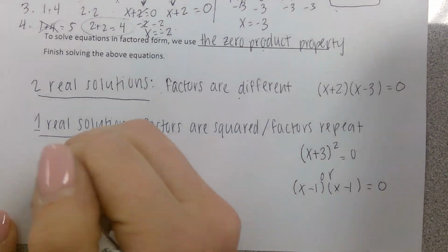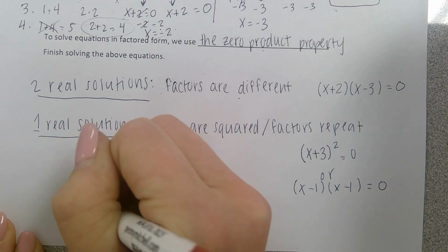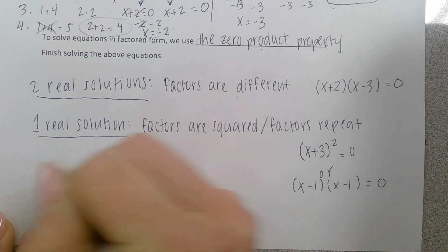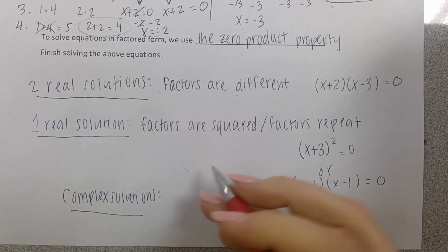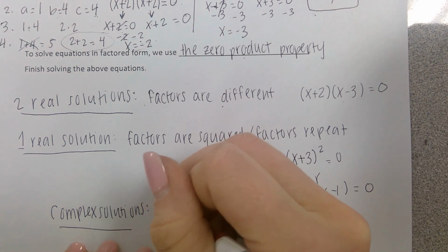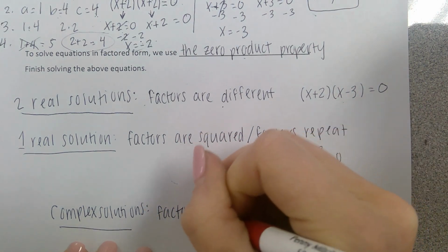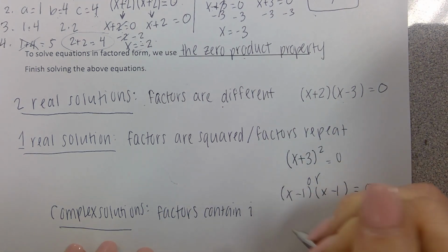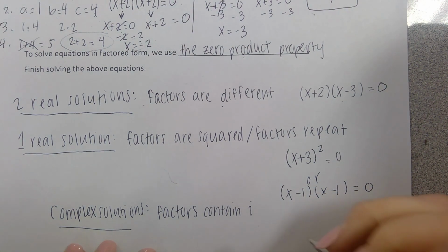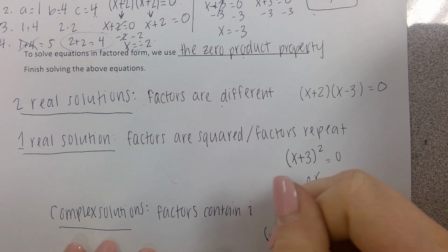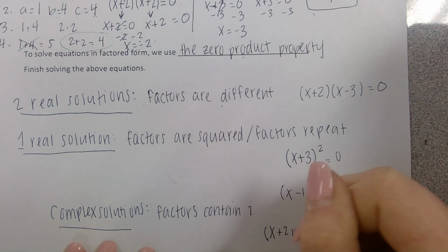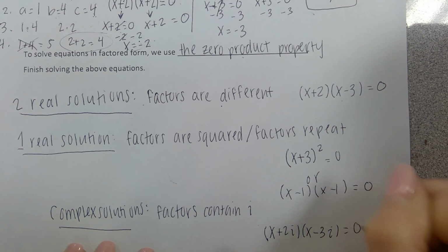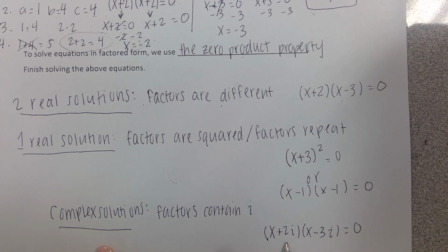All right, the last thing we'll talk about is if we have complex solutions. So if we have complex solutions, I know we haven't seen it very much, but our factors will contain i. So if we have an i in our factors, then that means we're going to have imaginary solutions, complex solutions. So if I had x plus 2i times x minus 3i, these would give me complex solutions because I would solve for x.